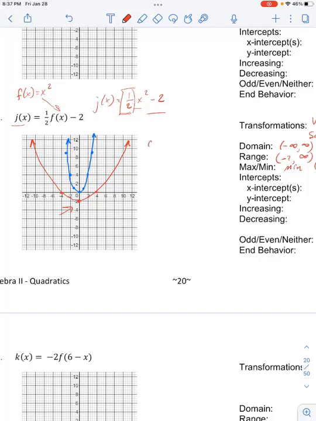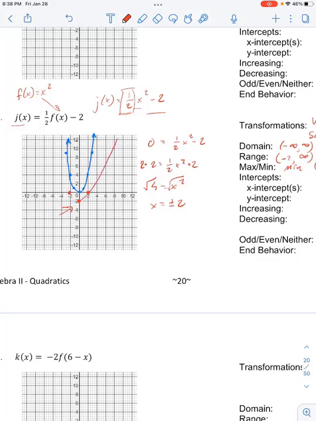We have x-intercepts, so when y is equal to 0, we have 0 equals 1/2 x squared minus 2. If we add 2, we have 2 equals 1/2 x squared. Multiplying both sides by 2, we have 4 equals x squared. Take the square root, x equals plus or minus 2. Oh, that's actually drawn really off scale. So we have x-intercepts at plus or minus 2.